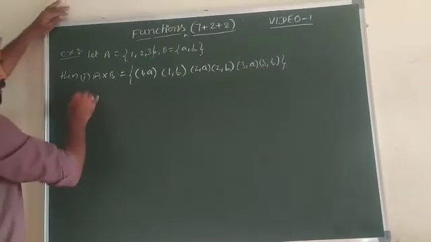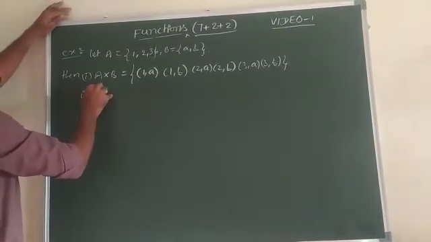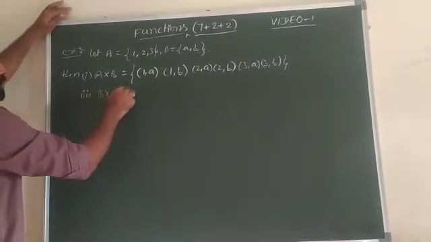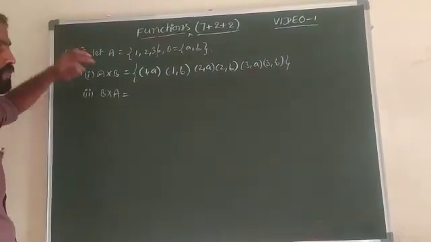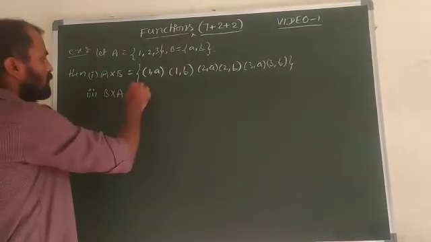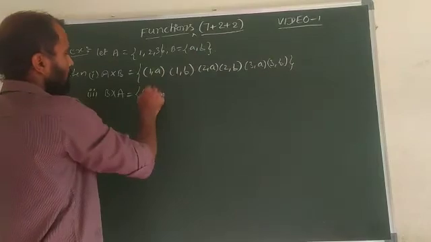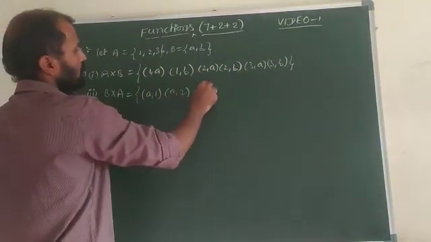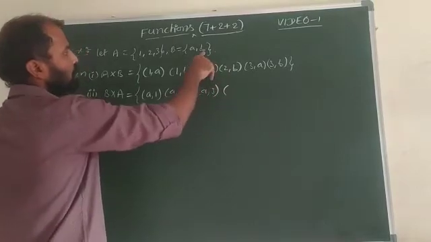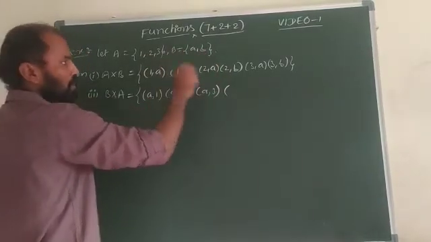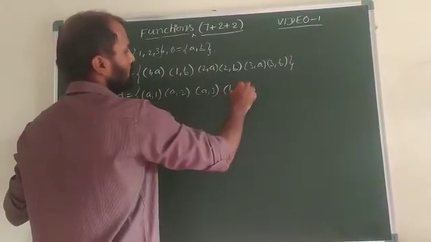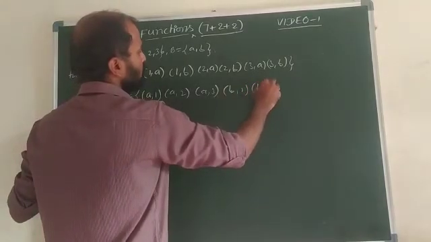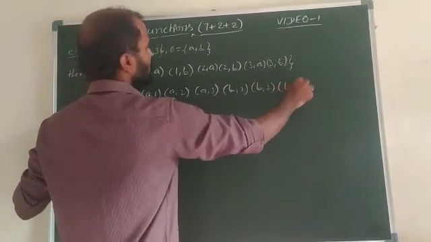Now similarly, what is B cross A? The Cartesian product of B and A is denoted by B cross A. First the elements of B, that is a, then b: (a, 1), (a, 2), (a, 3), next with b, (b, 1), (b, 2), (b, 3).